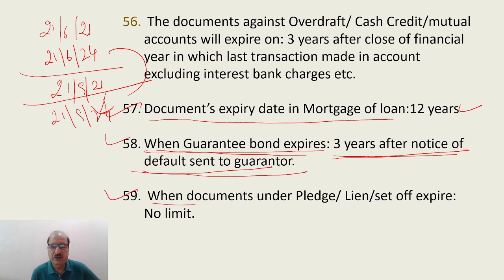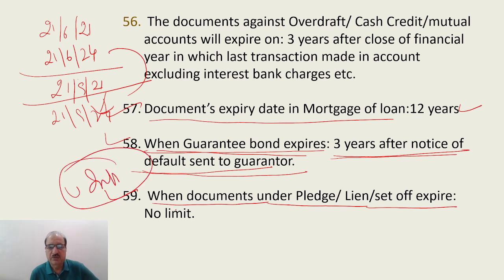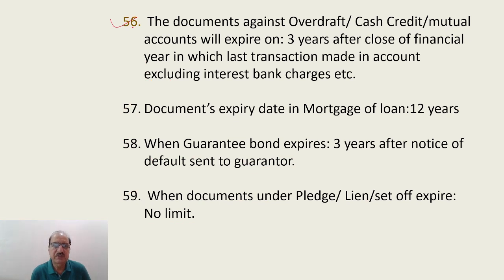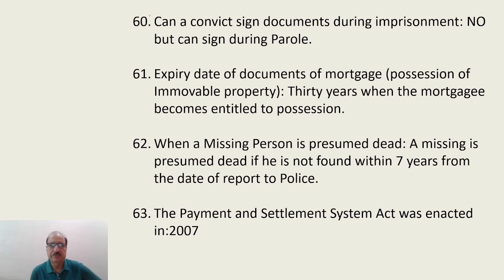59. When do documents under pledge, lien, set-off expire? Very important. What is the validity of documents under pledge, lien, set-off? There is no limit. They never expire. Documents under pledge, lien, set-off never expire. So we have done 56, 57, 58, 59. Let's go to question number 60.